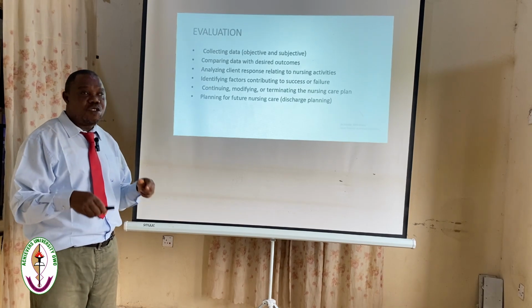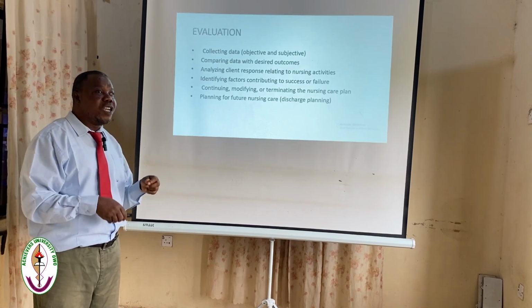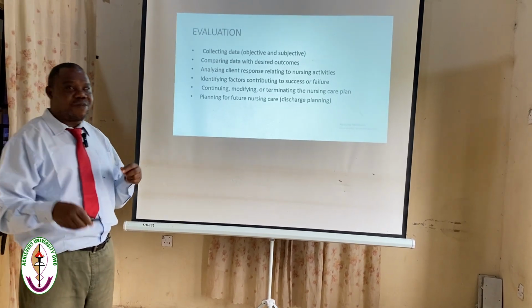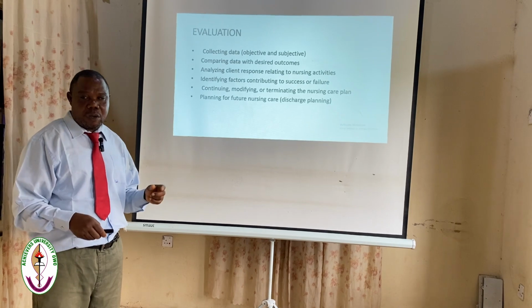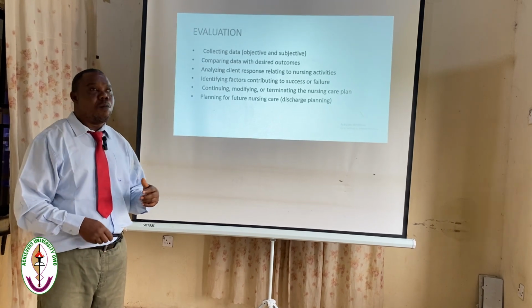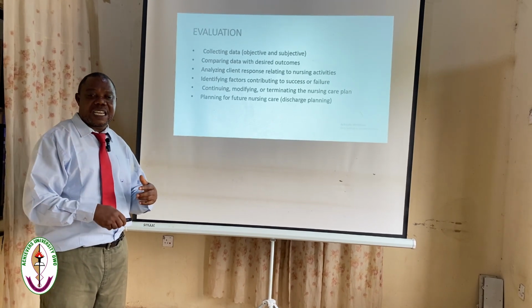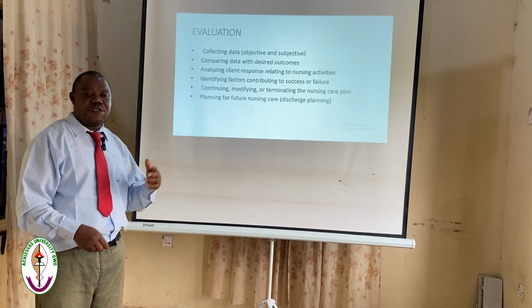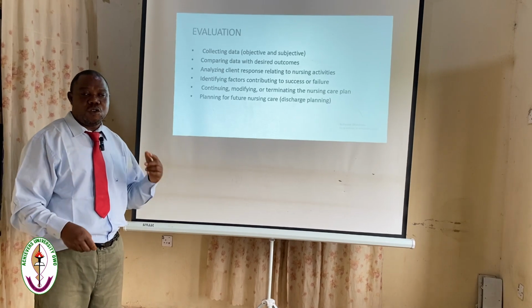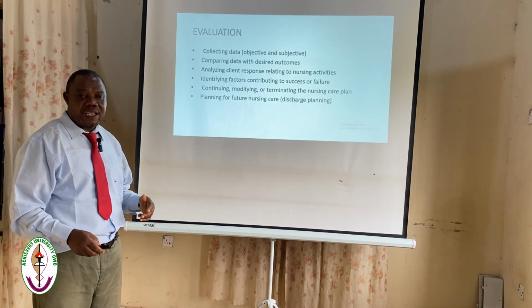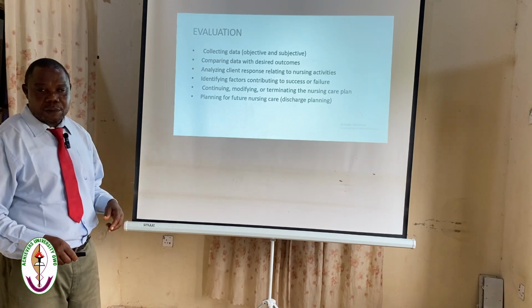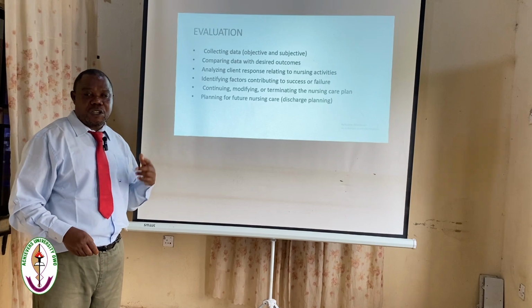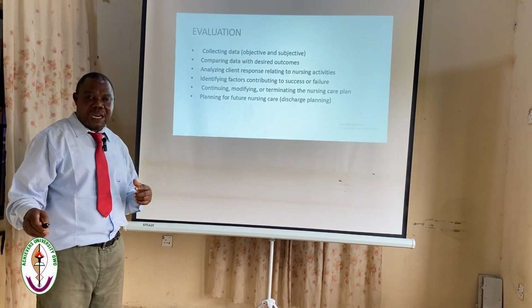You must identify those factors, especially when you are unable to meet the desired goal. You must identify why you are not meeting the desired goal. And then you either continue, modify, or terminate the nursing care plan. If you achieve the desired goal, you terminate the nursing care plan. But if the desired goal is not achieved, you either continue or modify your action plan. Planning for future nursing care: you have to plan for discharge during your planning stage.